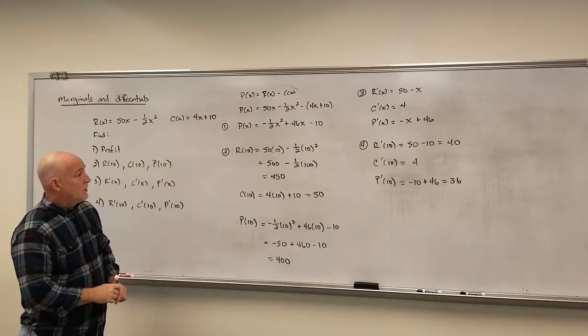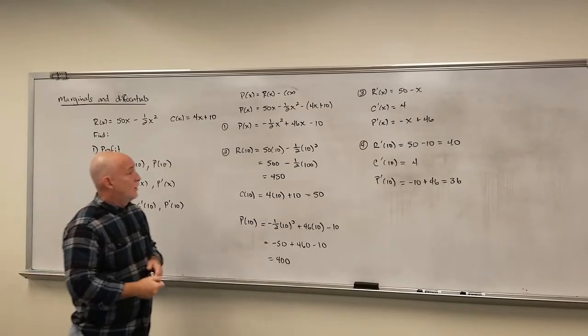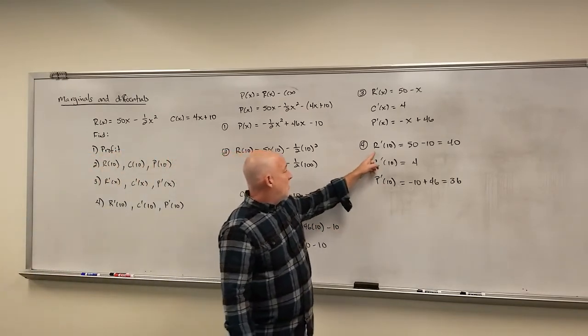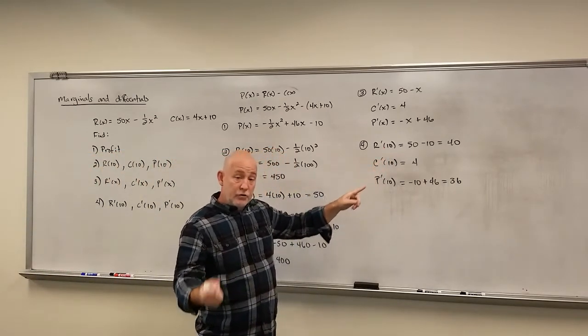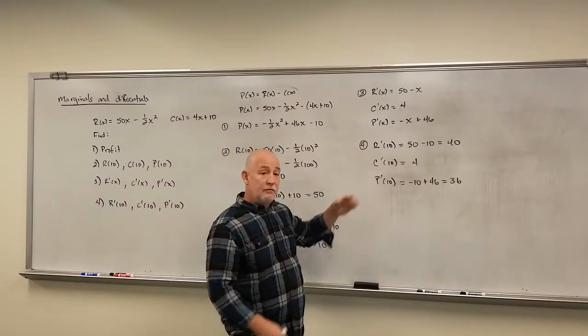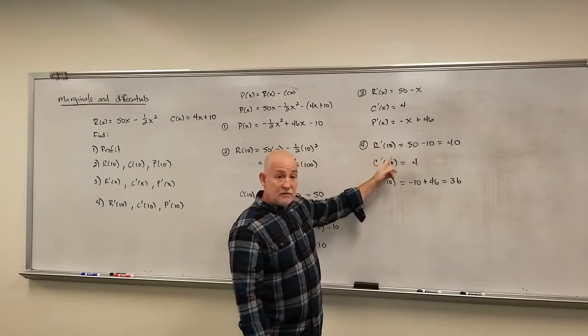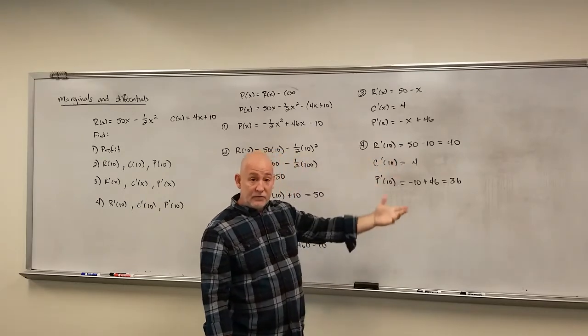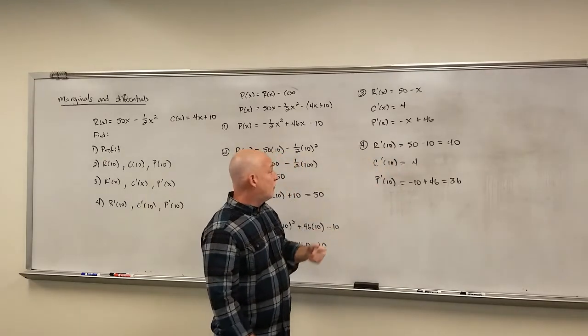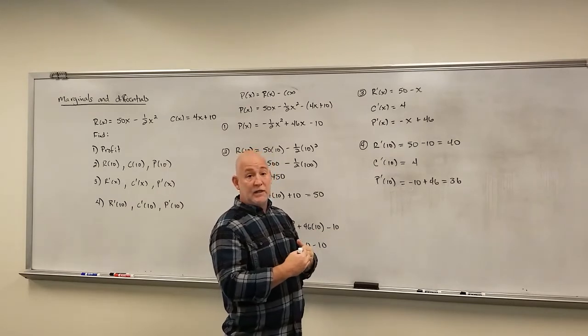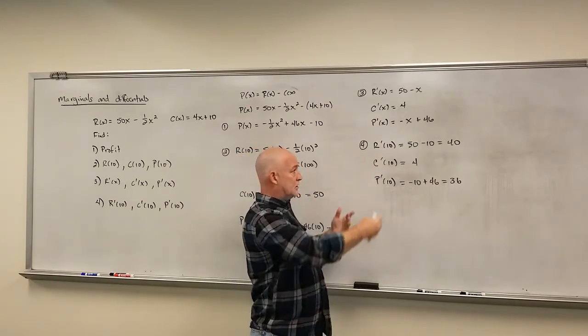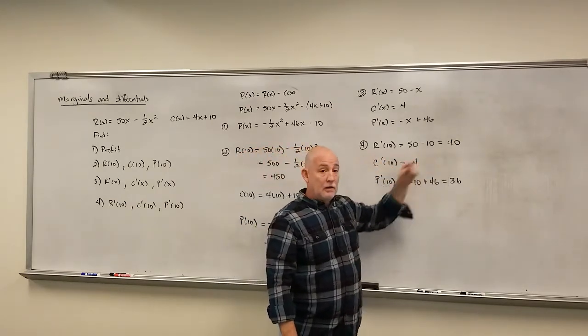Okay, so what is this telling us? Well, it says R prime of 10, or the marginal revenue. Remember, the marginal revenue generally tells you about the next item. So R prime of 10 is actually talking about the 11th thing that we would have sold. So how much revenue will we make off of the 11th, whatever these are? Well, we would make $40.